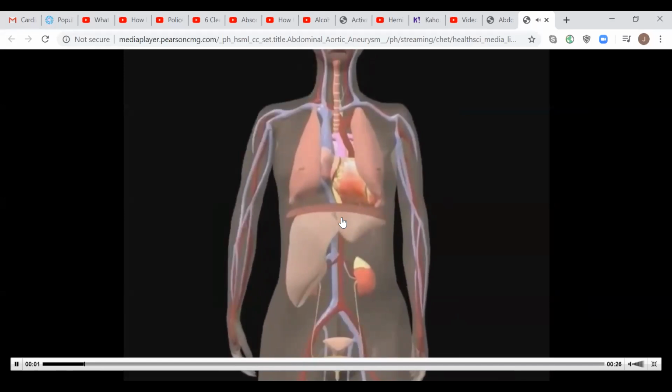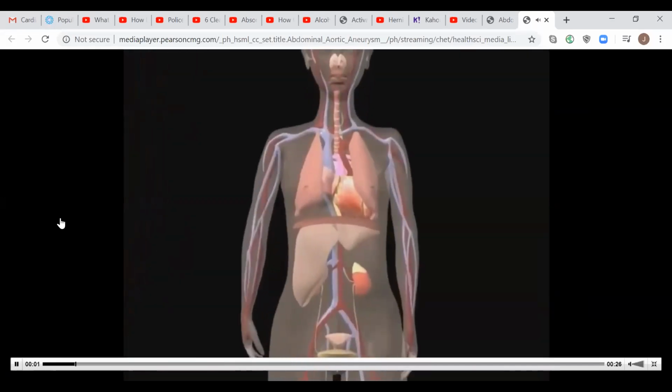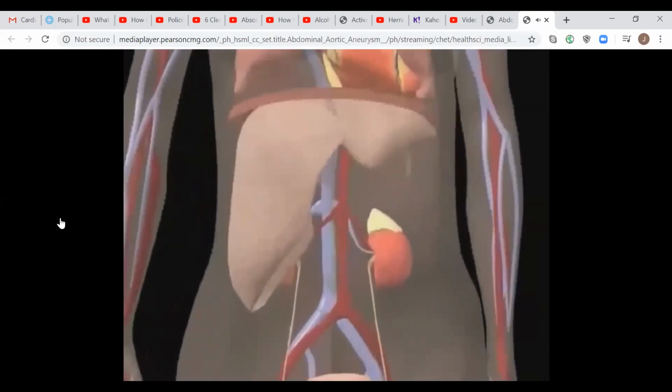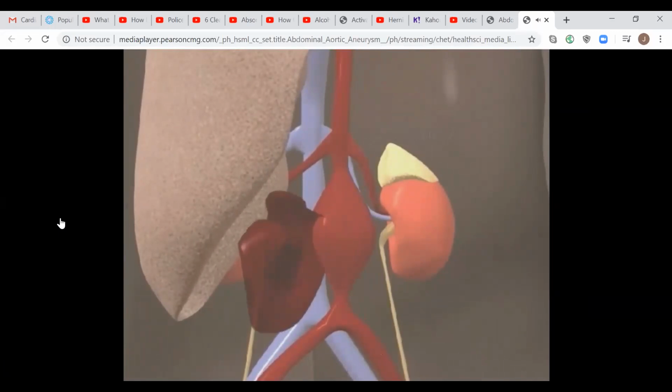Common location of abdominal aortic aneurysm. The most common location of abdominal aortic aneurysm is between the renal and iliac arteries. An aneurysm is luminal dilatation caused by degenerative changes in the aortic wall, leading to an increased vessel diameter and bulging of the abdominal aorta. Eventually, the degenerative changes may lead to rupture of the aneurysm.